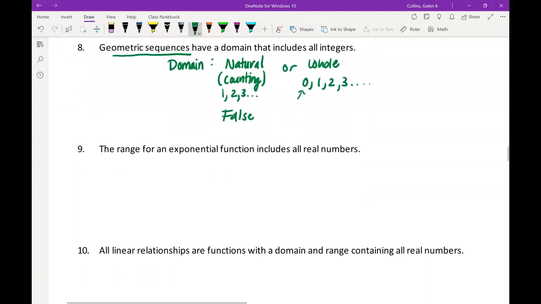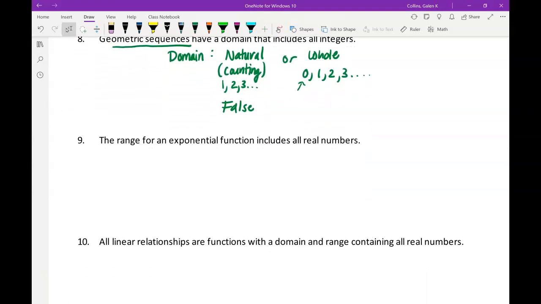All right, question 9. The range for an exponential function includes all real numbers. So this statement is also false. And I want to just note that you will learn later on about functions that are negative. But up until now, all of the exponential functions we've looked at, I'll draw a decreasing one, they have all been functions that have only positive outputs. Now, not all exponential functions are like that, but the one I just drew is.